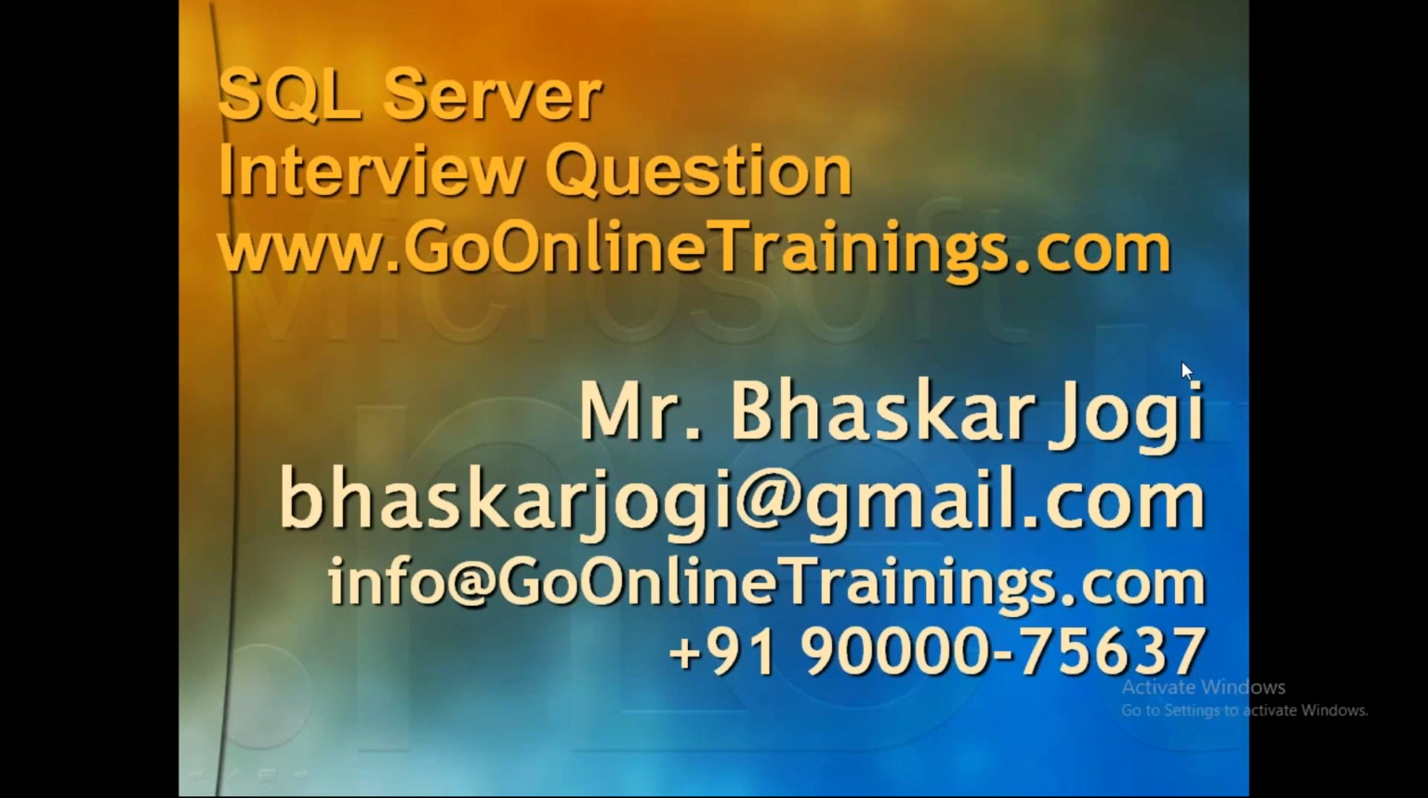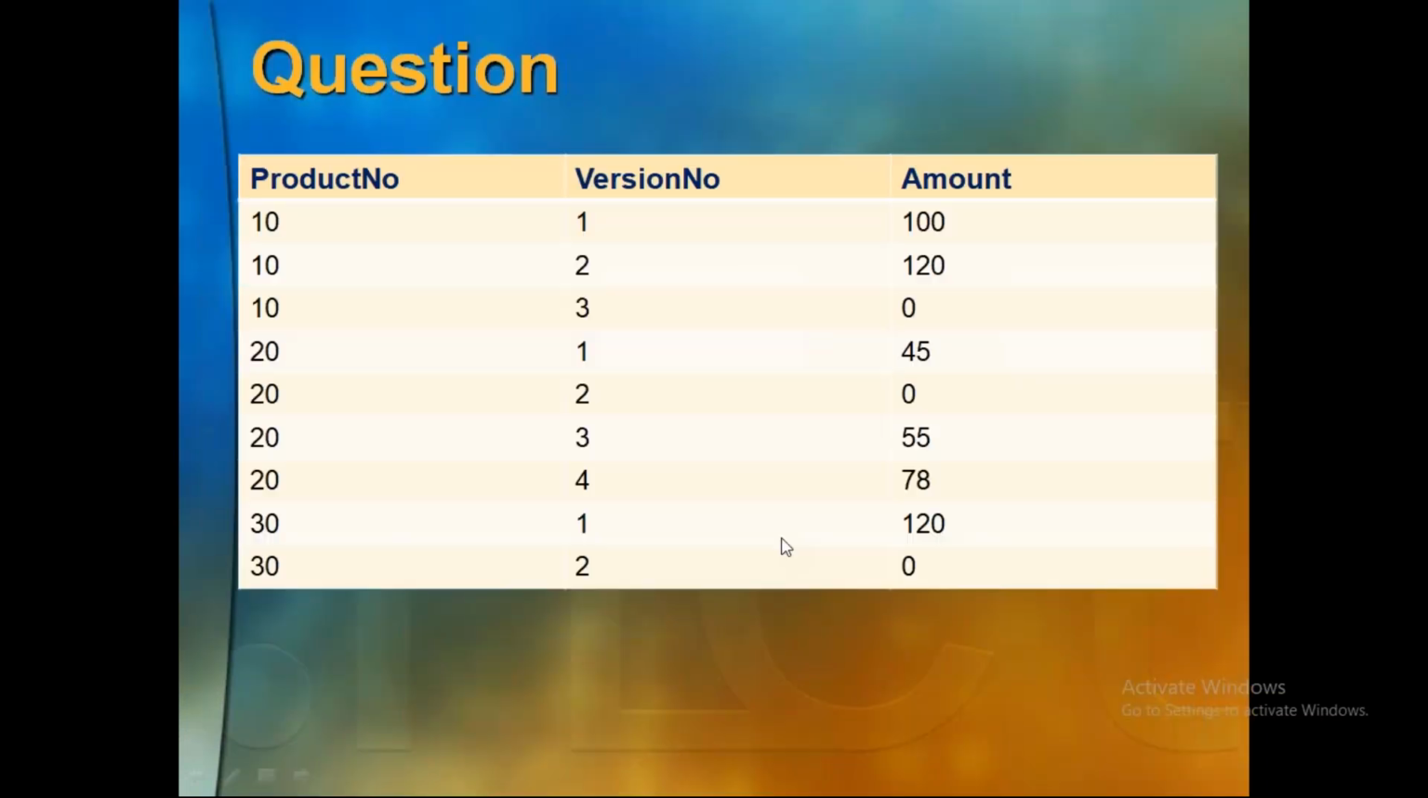Yesterday, we got one interview question from my friend. Let me tell you the question first. There is a product table. The product number is available, and for each and every product, there is a version number available. For each version, the amount for the product is given clearly.